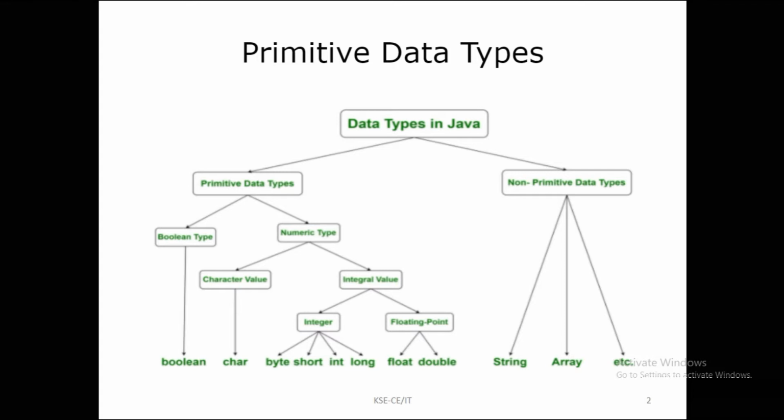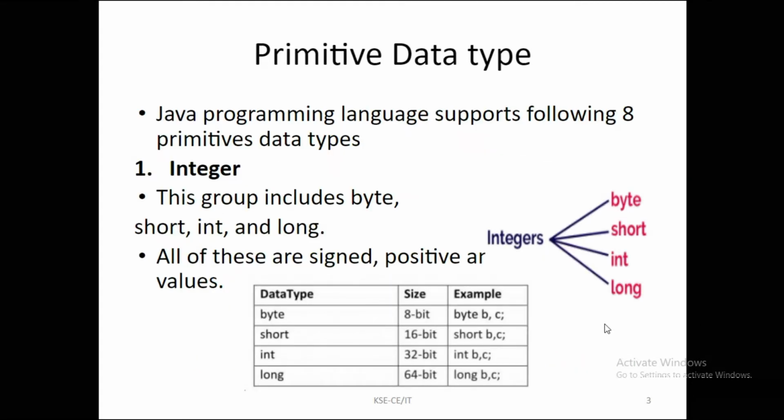Character is included in the character value and integral value is divided into two parts, integer as well as floating point. Byte, short, integer and long are included in the integer and float and double are included in floating point. Non-primitive data types are divided into string, array and etc. Java programming language supports the following 8 primitive data types which we'll learn in this lecture.